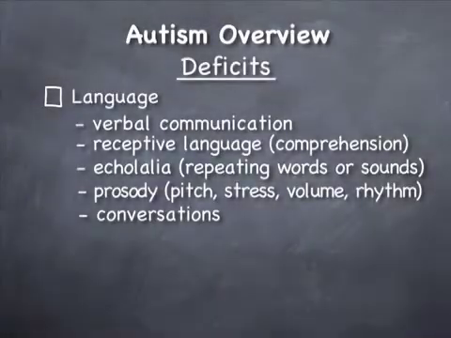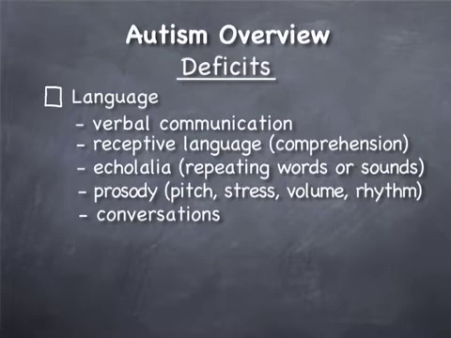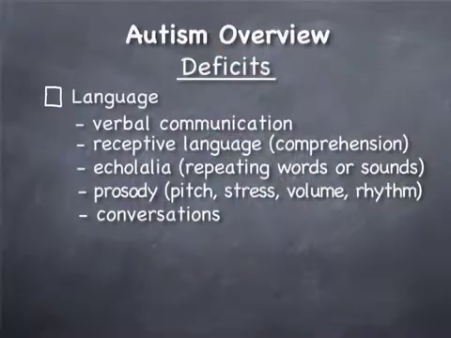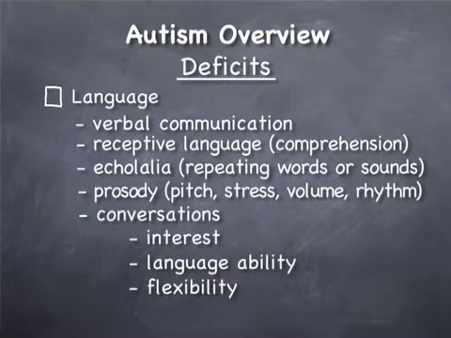The last component related to the language is a kid's ability to use it as a part of conversations with other people. So a child with autism may have the ability to use language to label and request and answer questions, but can he or she carry on conversations with others? This is typically dictated by one or a combination of the following three things: interest, language ability, and flexibility.